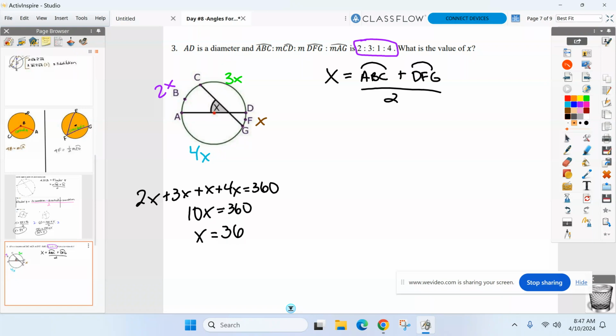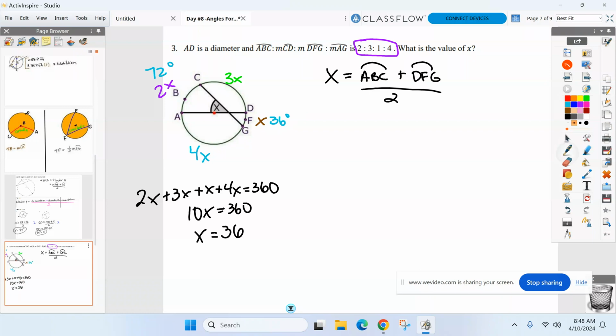All right, we're all getting x equals 36. Substitute it back in and find the arc. Now look, we only need 2 arc measures, but if you want to feel warm and happy inside and find all 4, go ahead. It doesn't matter to me. I just need 2 of them though. So I plug it back in. Arc ABC, 2 times 36. Everyone should be getting 72 for that arc. And the other one I need is DFG, which is just x, so that's going to be 36. If you want to find the other two, go right ahead.